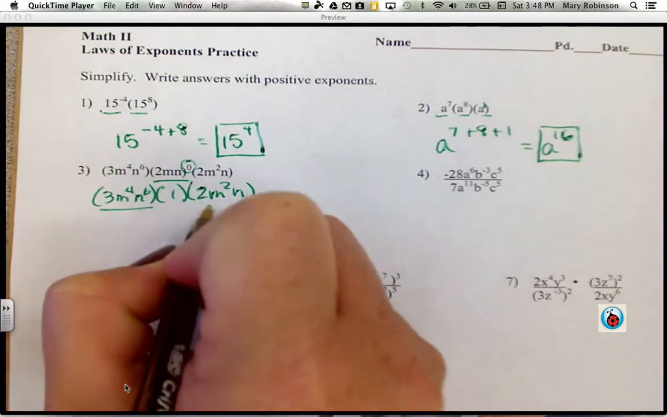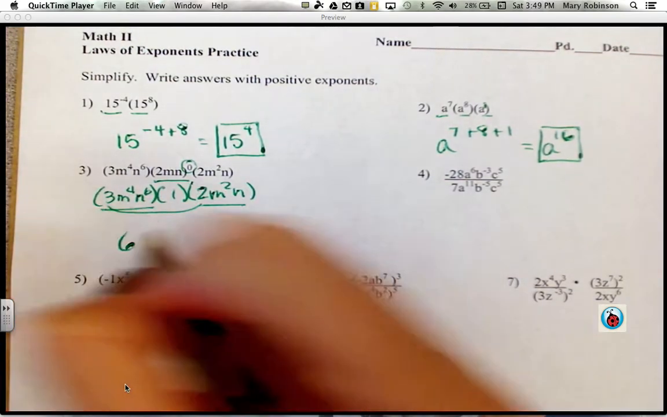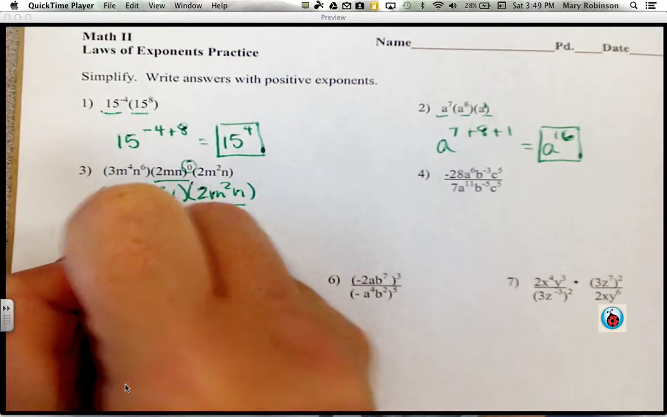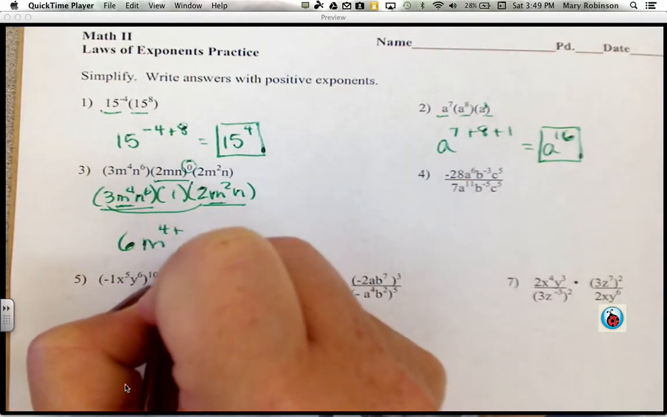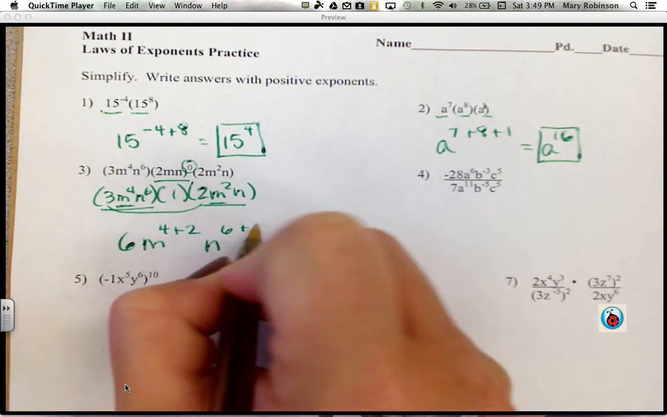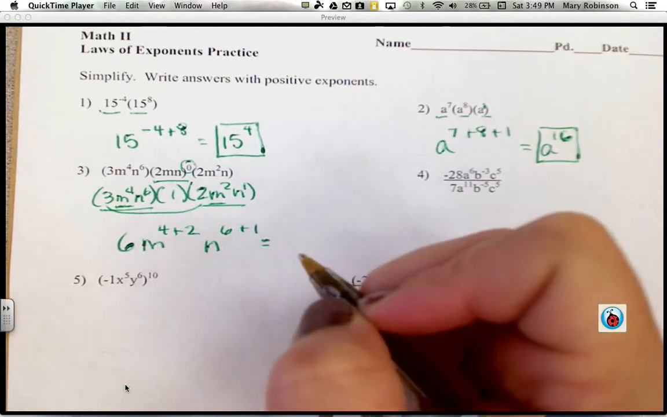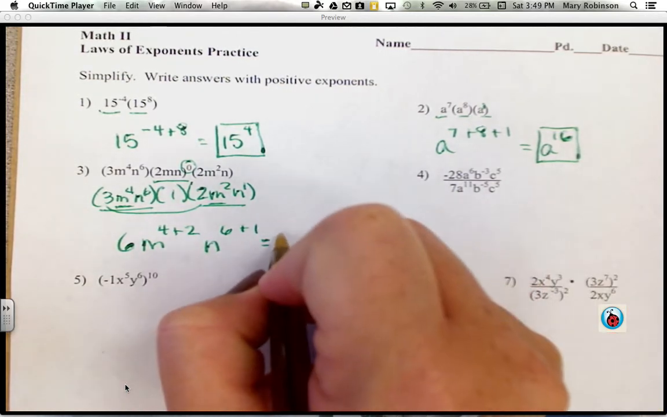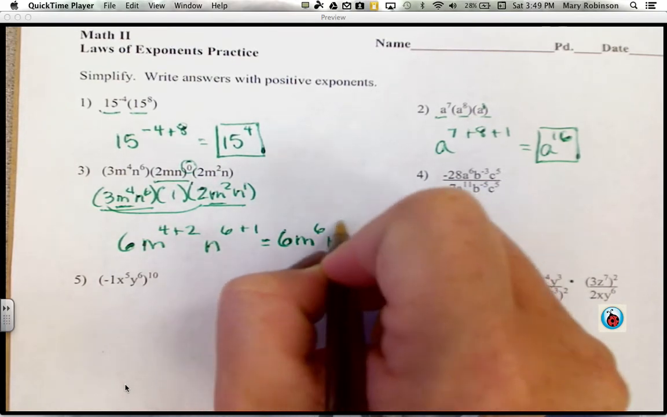So really what we're concerned with is multiplying these two terms here. We want to multiply 3 times 2, which will give us 6. And again, remember that when we multiply like bases for our variables here, we will add our exponents. So 4 plus 2. And of course, I would expect that as you work on these, you learn to pick up and just use the rules in your head instead of writing it out. So you should have 6m to the 6th power n to the 7th.